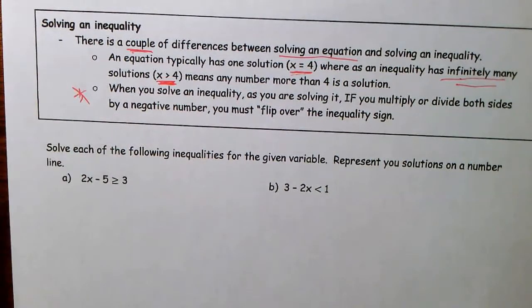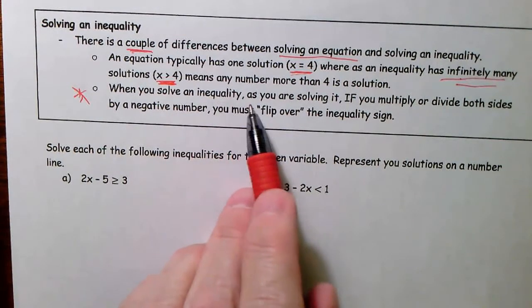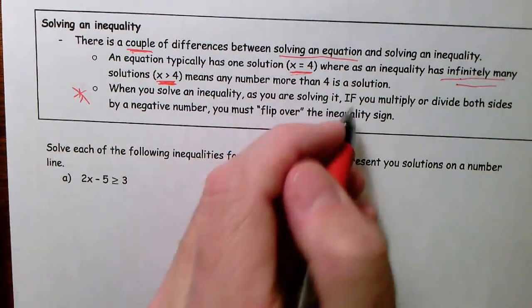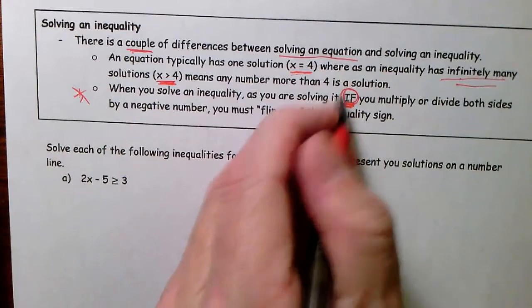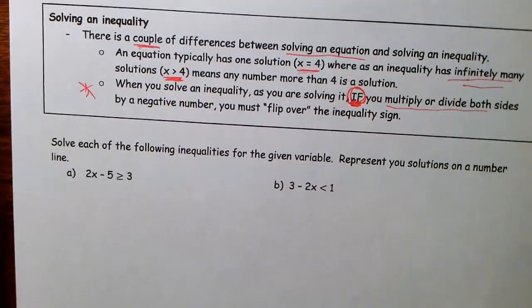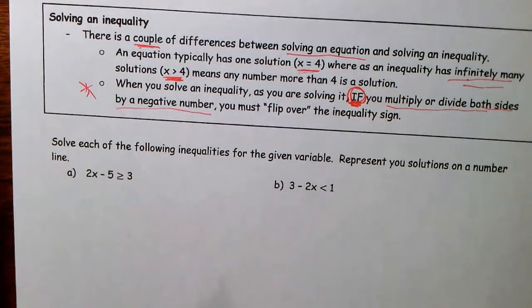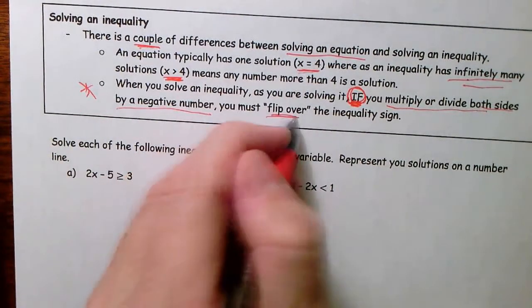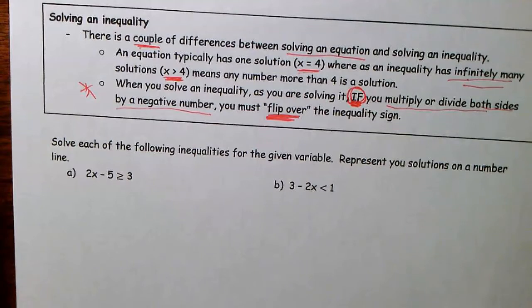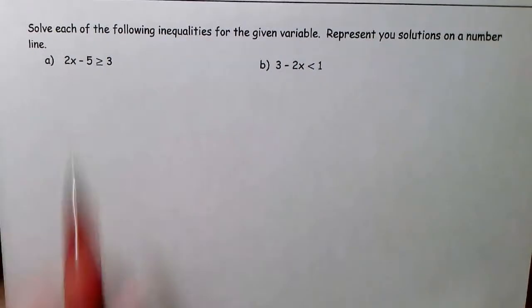So many people make a mistake on this. When you solve an inequality, as you are solving it, maybe I should circle that, if you multiply or divide both sides by a negative number, you must flip over the inequality sign. Let me do a couple examples that are similar to the homework, and we'll see how this works.